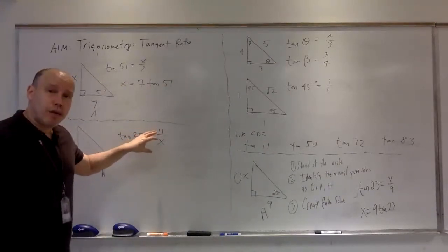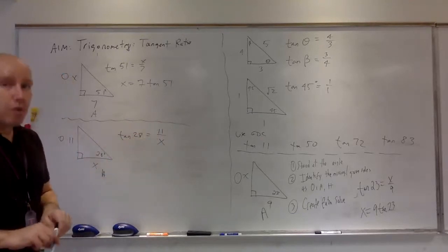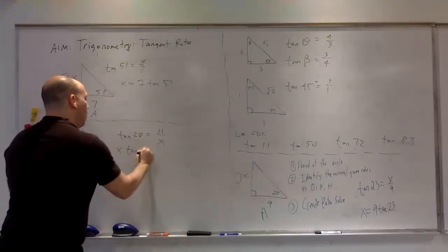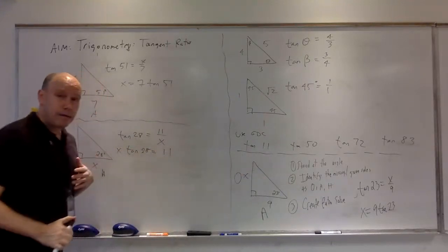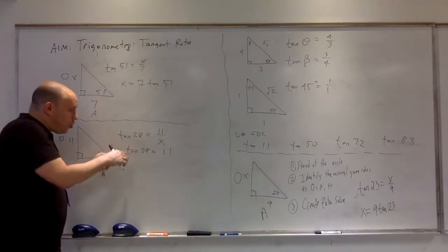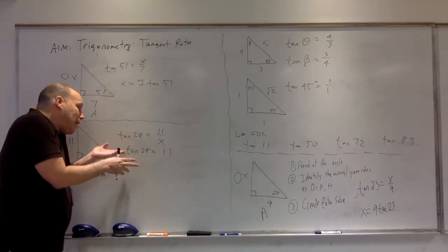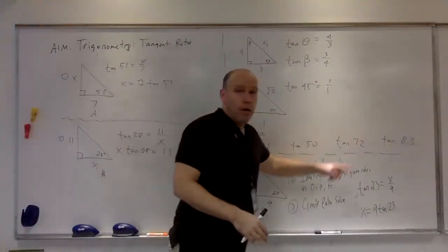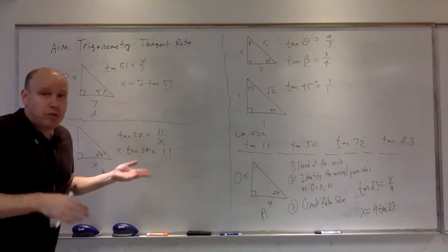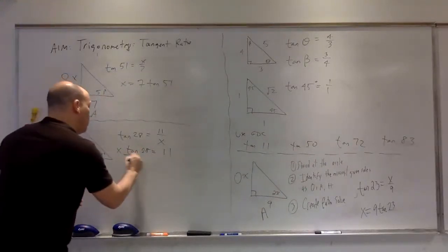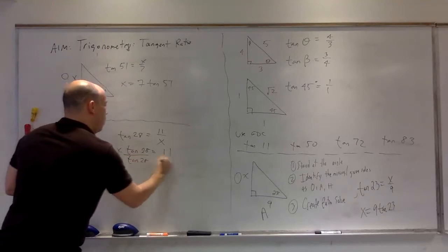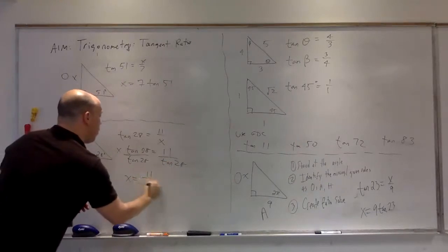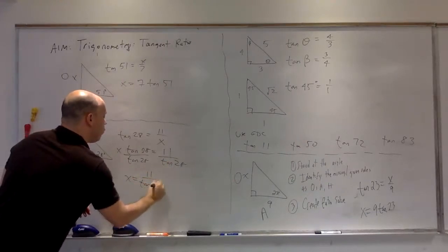It's a little tricky here. If you have to do it by hand, first thing I would do is multiply both sides by x. Right? And then the next thing I have to do is, remember a tangent of 28, we saw over here, these are just numbers. So how do I undo multiplication? Division. And so x equals 11 over the tangent of 28.